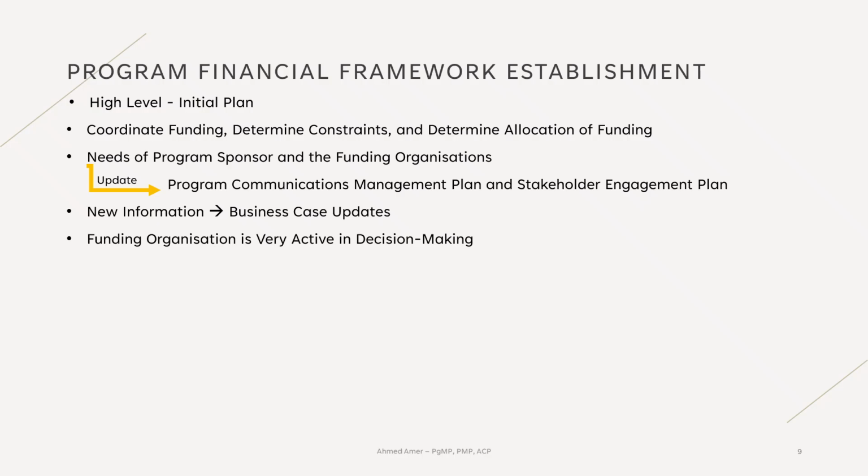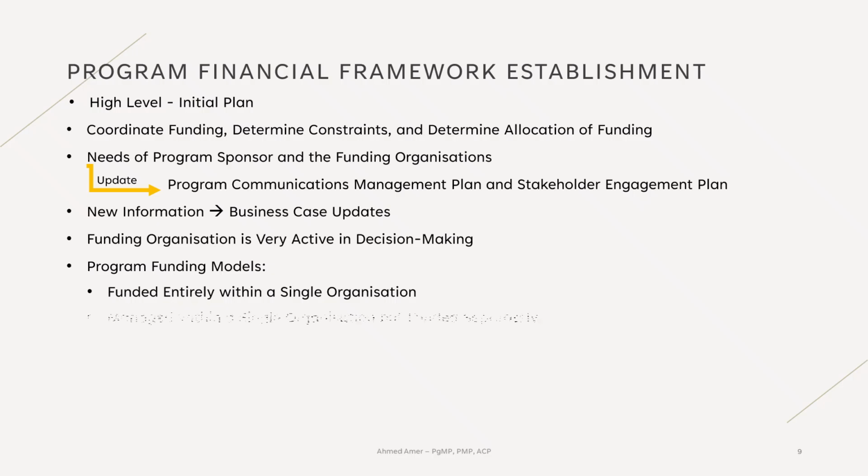The type of program and the funding structure you are working with will shape the financial environment for the entire duration of the program. Different programs operate under very different funding models, and each one comes with its own expectations, constraints, and governance. Funding models can include programs that are funded entirely within a single organization. For example, an internal transformation program fully financed by the company's own budget.